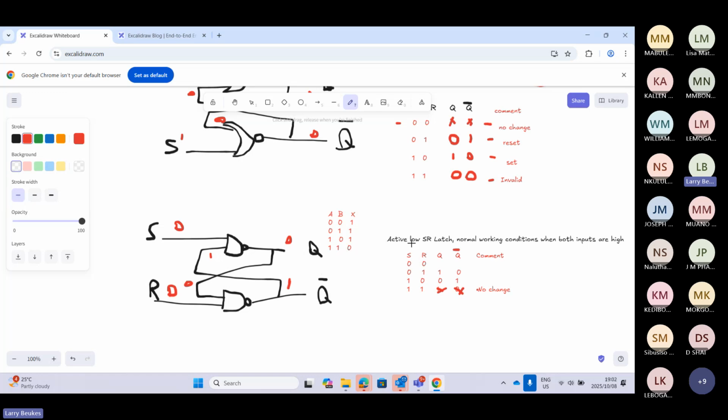Remember here, there's an active low. The normal working condition is when both inputs are high. This is the normal working condition. So here, this should be invalid, right? But let's see if we are correct.